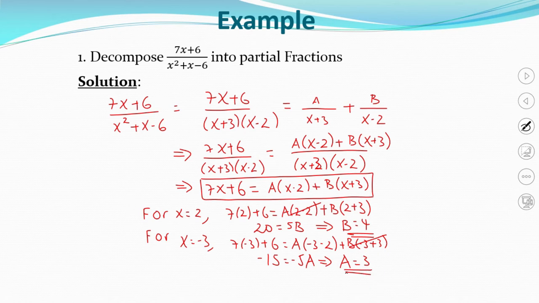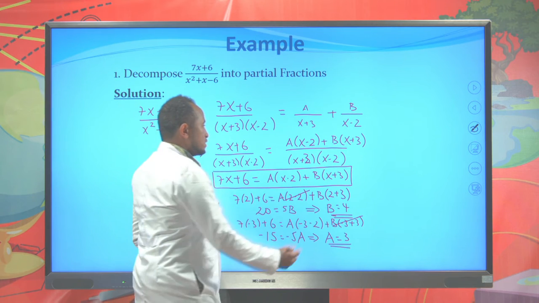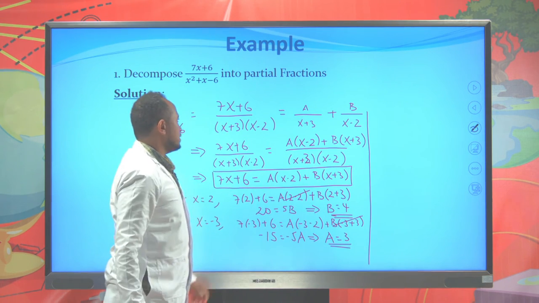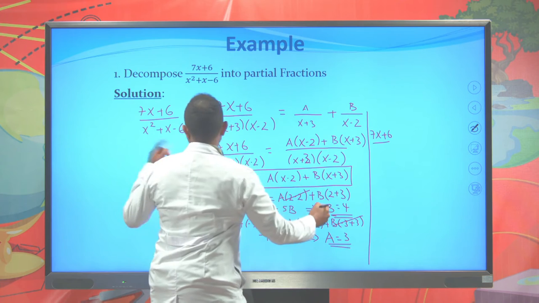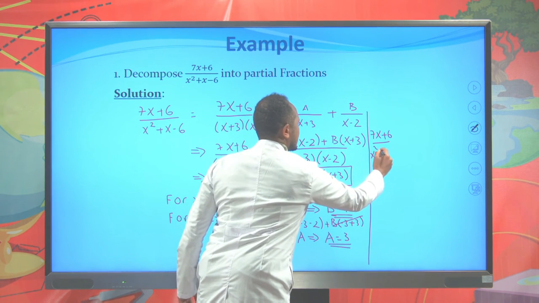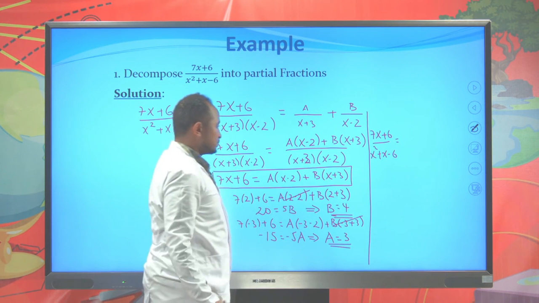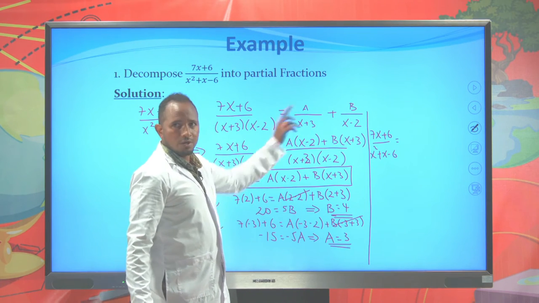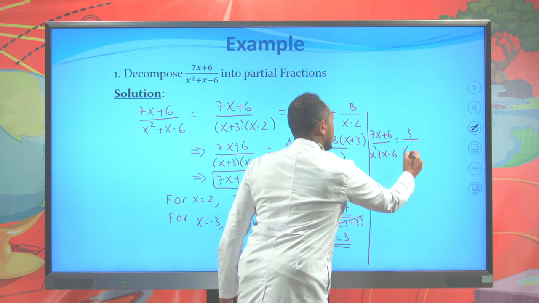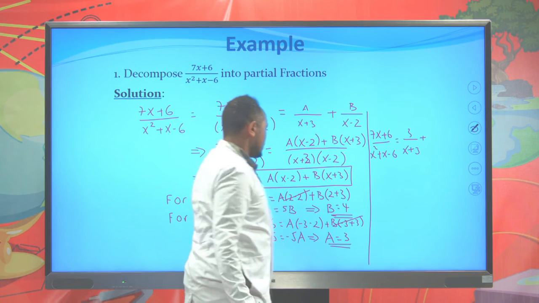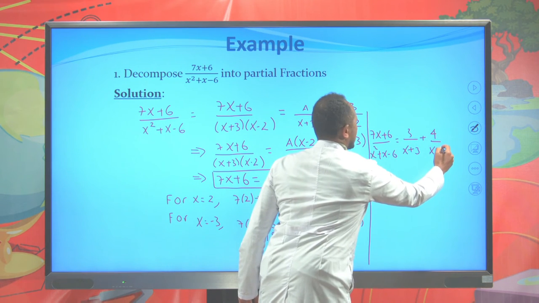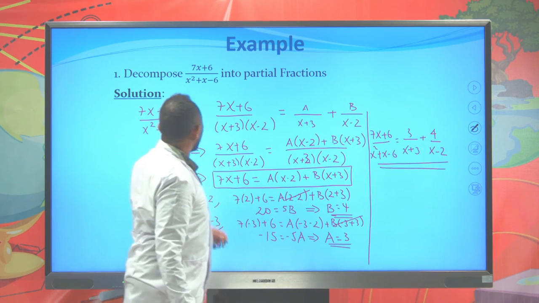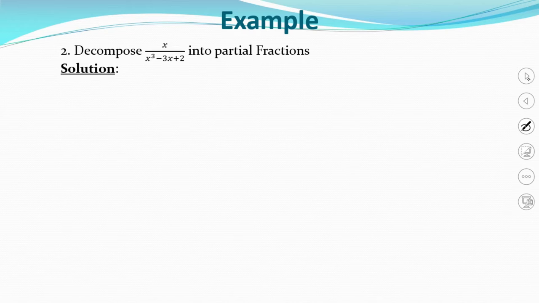Since we have found the values of a and b, the decomposition will be written in this form. 7x plus 6 divided by x squared plus x minus 6 is equal to, the value of a is 3, so 3 over x plus 3, plus the value of b is 4, so 4 over x minus 2. So this will be the decomposition of this expression into partial fractions. Now let's proceed to the next example.